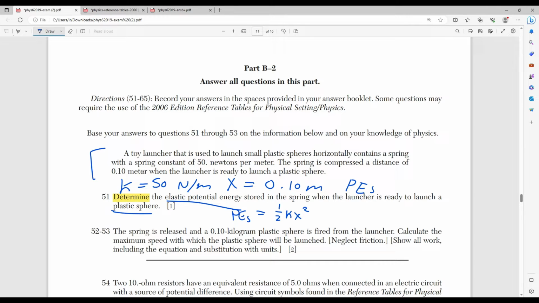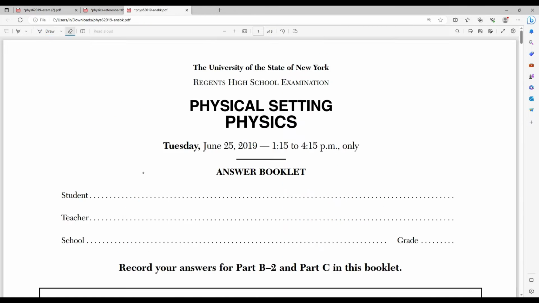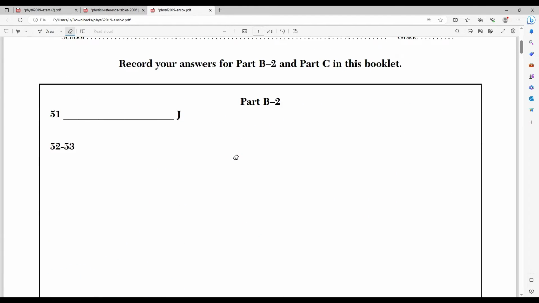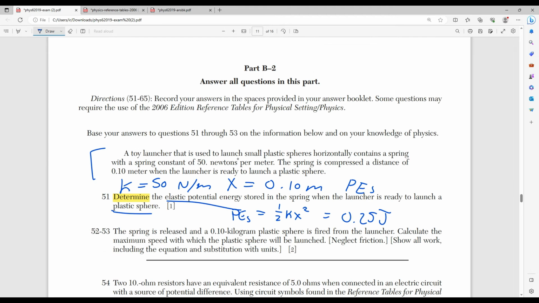Plug into your calculator. You get 0.25 joules, and on your physics reference table, which I'm going to be filling out along this video, 51 is literally just going to ask you to write down your answer. That's it. There's no space for your work. There's no space that they give you other than just your answer, right? And that's because whenever you see determine, all it's asking you is just tell me. It's not telling me how you did it. It's not telling me show your work alongside it. Just literally saying tell me what it is, right?